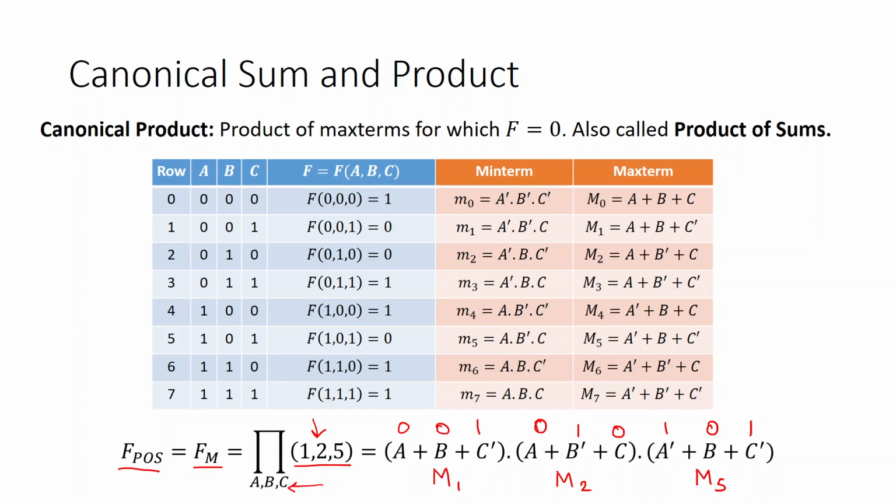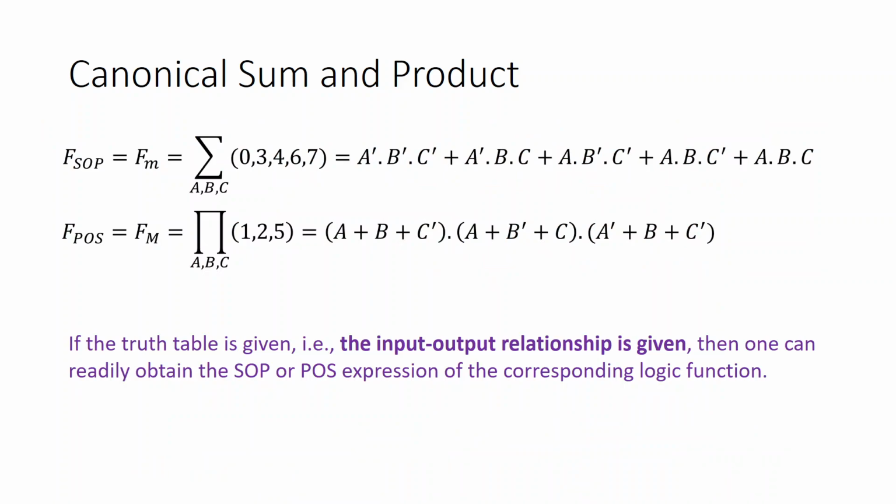This is very easy to calculate, and very easy to write down the expression, by simply looking at the truth table, or by knowing which particular sequence numbers are giving me 0 or 1. This is what we all need to know, and this is known from the problem itself. This is given by the problem, so we can always find out the SOP and POS. So this is what is written down here. If the input output relationship is given, then one can readily obtain the SOP or POS expression.